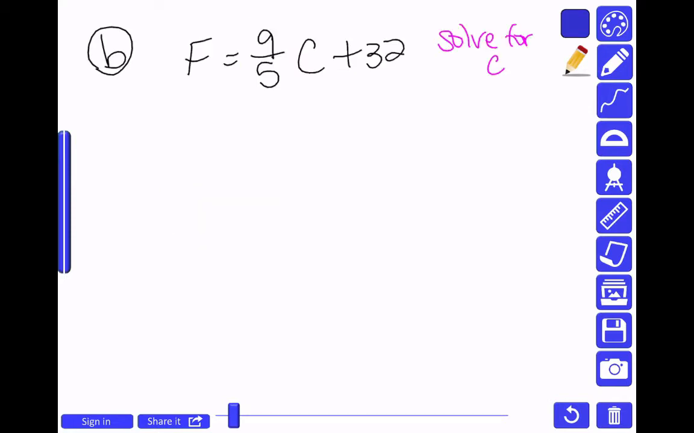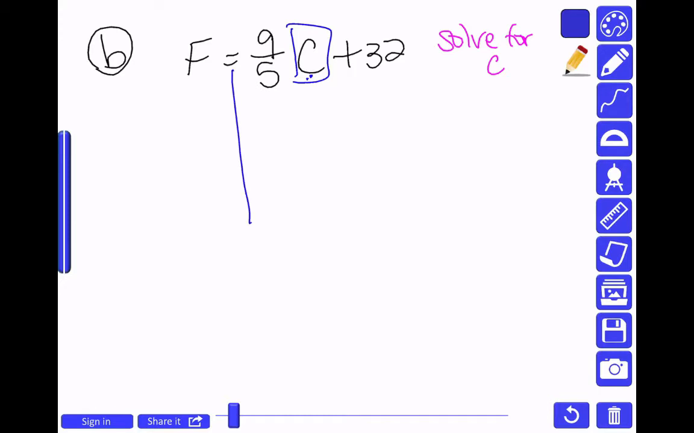Here we have the formula to convert between Fahrenheit and Celsius. So it says Fahrenheit, F, equals 9/5 C, which is Celsius, plus 32. So if I know Celsius and I'm trying to find Fahrenheit, then this makes a lot of sense. I would plug in what I know for Celsius to find F. But what if I know Fahrenheit and want to know Celsius? I could solve this for C.